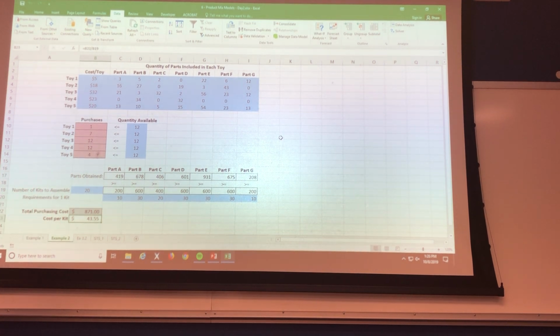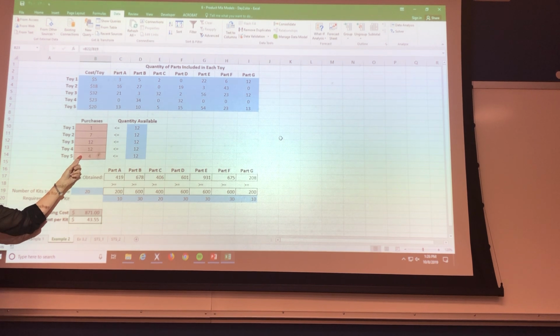What would we use as our output that answers the question of whether or not we bought all that they had? What do we use as the output in that solver table? Exactly, the purchases of Toy 5. Because the thing that answers the question is that cell right there. If it's got 12 in it, we bought them all. If it has anything less than 12, we didn't buy them all. That answers that question.